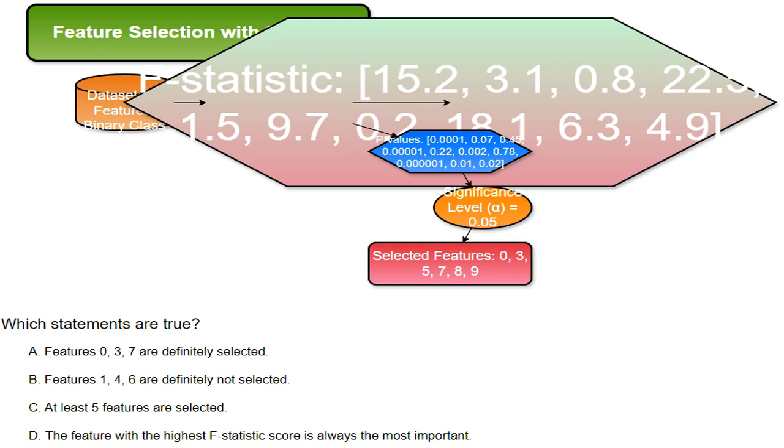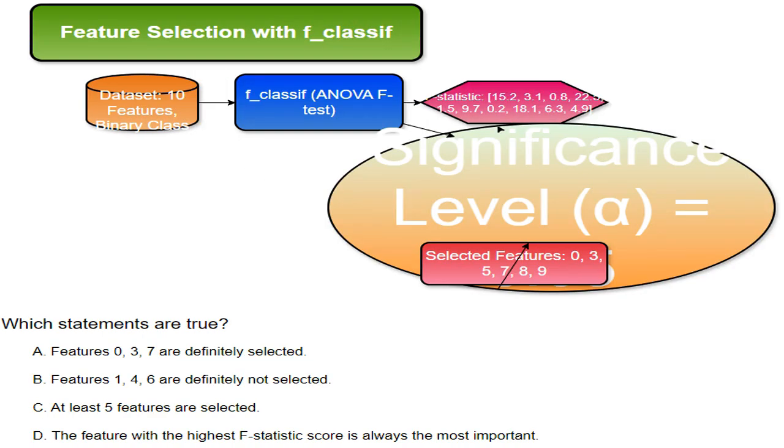feature and the class. A low p-value, less than our chosen alpha of 0.05, means the feature is likely important. A high p-value means it's probably just random chance. This is our threshold for deciding if a feature is significant.